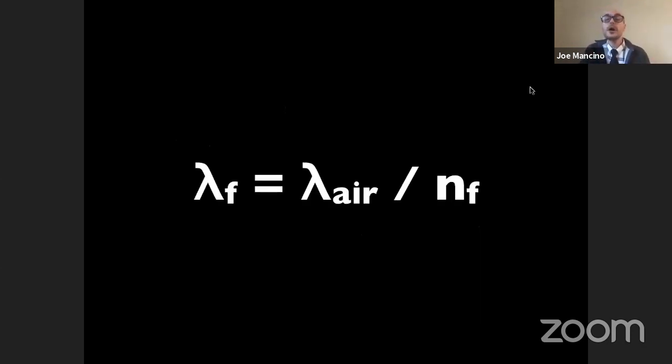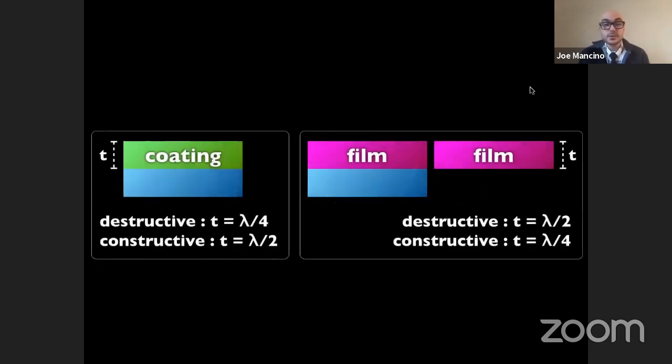First of all, we're going to define the wavelength of light in a different medium as a function of its wavelength in air and the index of refraction of the new medium. Then we're going to teach you some rules for how to treat different materials and the way that they interact with light. So those two images, this one and this one, are the ones that you need to walk away with.